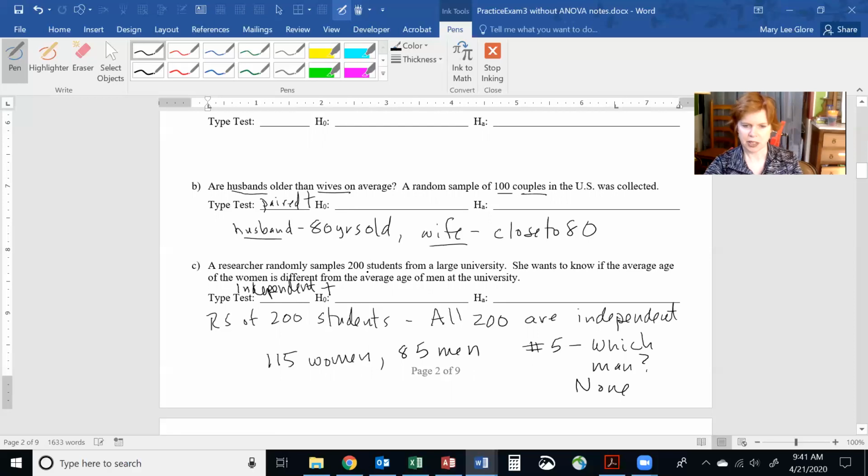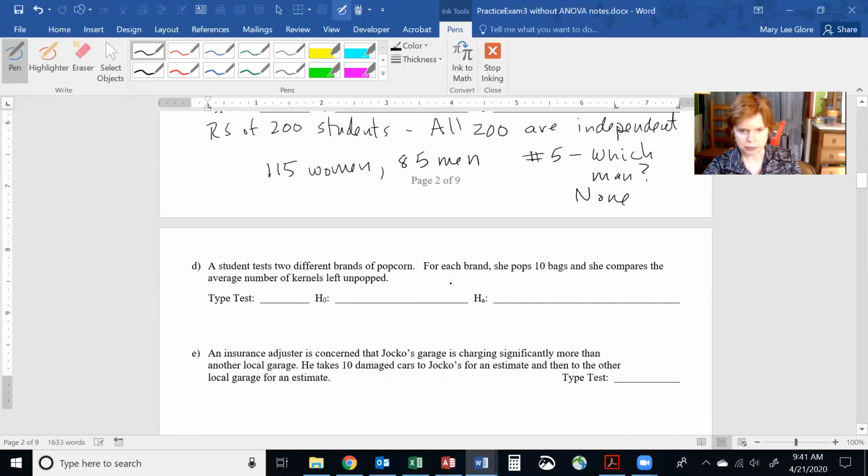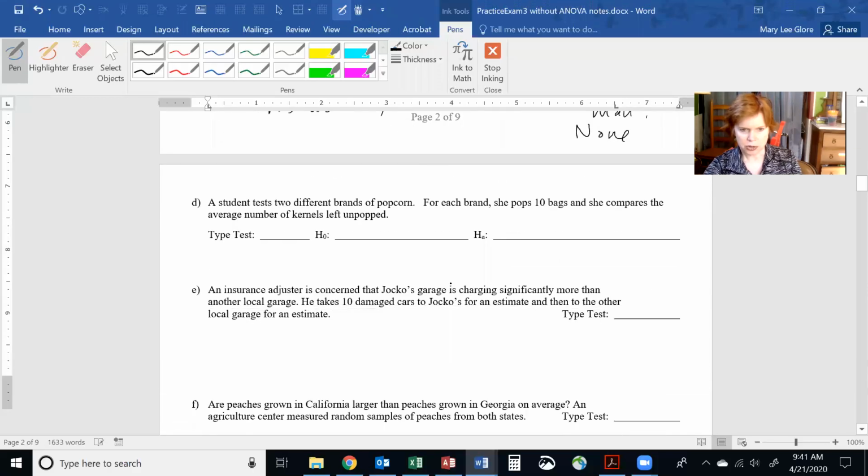All right. Let's do a different one. Okay, now here's Jocko's garage. Somebody thinks that he's charging a lot more than another garage. So what do they do? They take 10 damaged cars to Jocko's, and then they take the same cars to the local garage. So here's my 10 quotes from Jocko's.